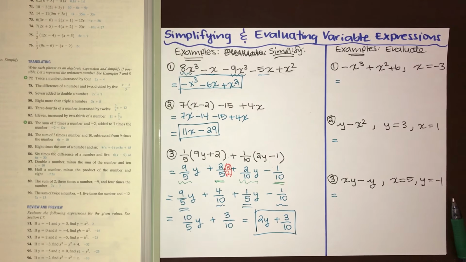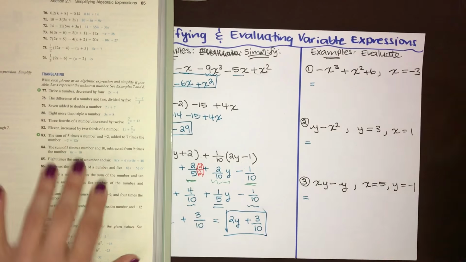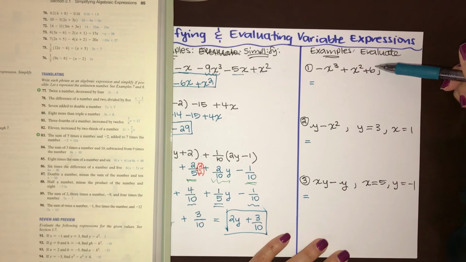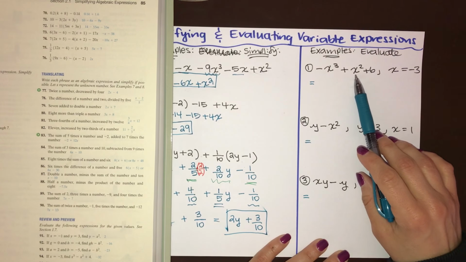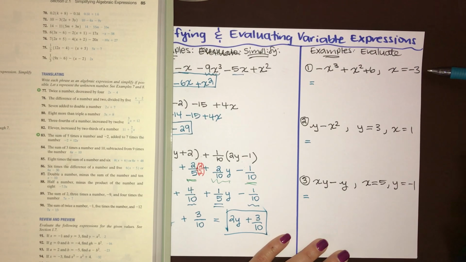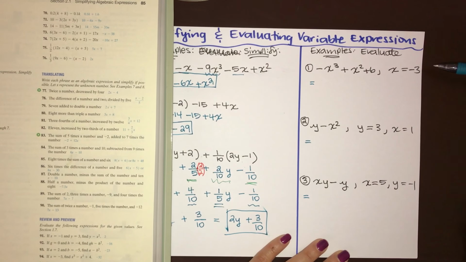And that's complete. Let's take a look at the second set of examples where we would like to evaluate. And so in this case, we have a variable expression, and then we are told what the variable is equal to. In this case, it says x is -3. To evaluate, take -3 and substitute it for x wherever there is an x for the expression. When you substitute, especially when we have exponents and negative numbers, use parentheses. It makes it less confusing and reduces mistakes.